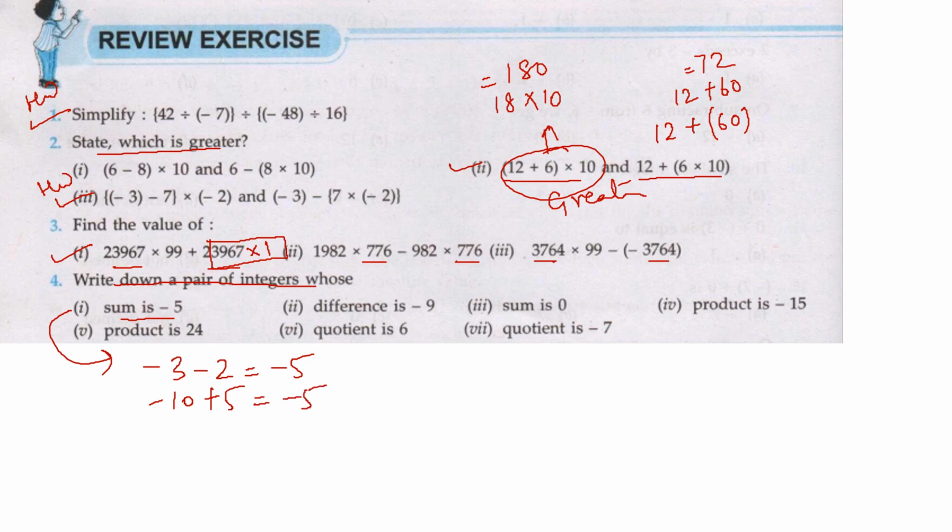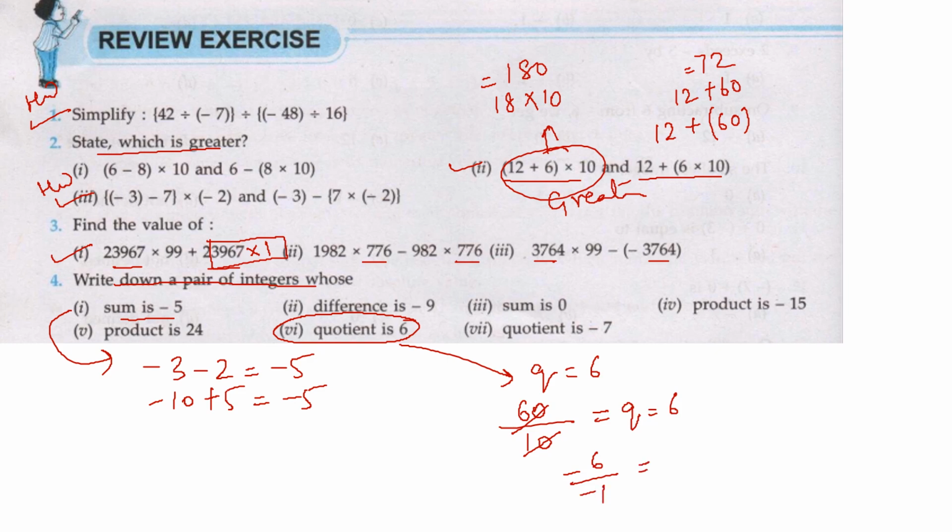Quotient is 6. Quotient means when you divide two integers, you will get the quotient as 6. So let it be 60. One integer is 60, another is 10, so that when you divide, you will get the quotient as 6. Another can be minus 6 by minus 1. Then when you divide, you will get the quotient as 6. Okay. So your homework is this, fourth part and third part.